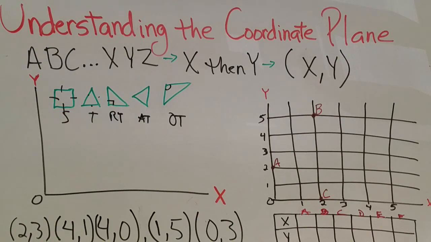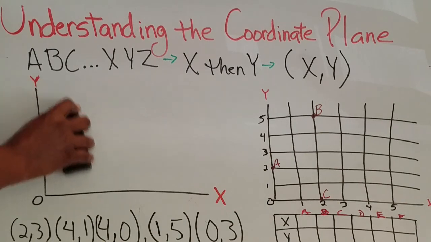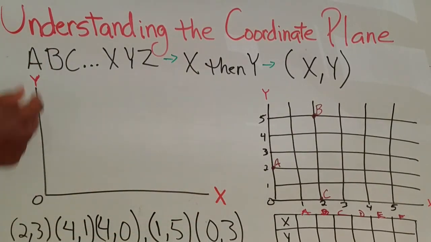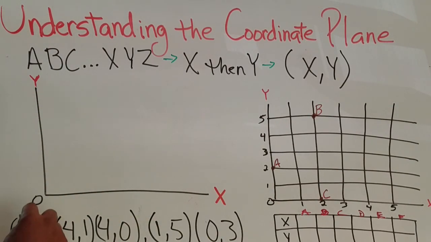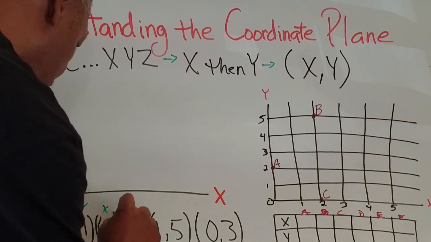All right, let's take a look at our plane. Remember X, Y, X, Y. It's always X first, then Y. So what's the coordinate plane? If you look at this coordinate plane, 2, 3, this is X is 2, Y is 3. I'll write that down. X is 2, Y is 3. X, Y, X, Y. It always comes in that order.